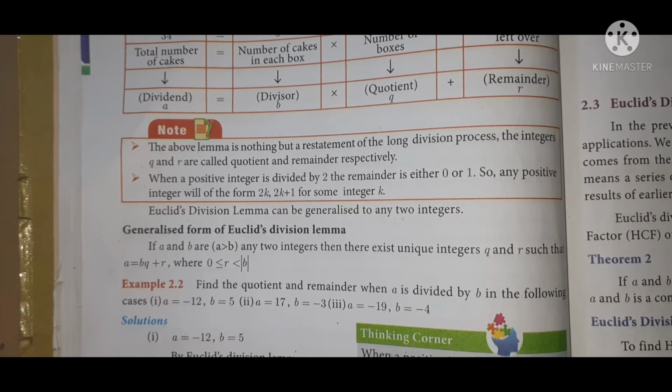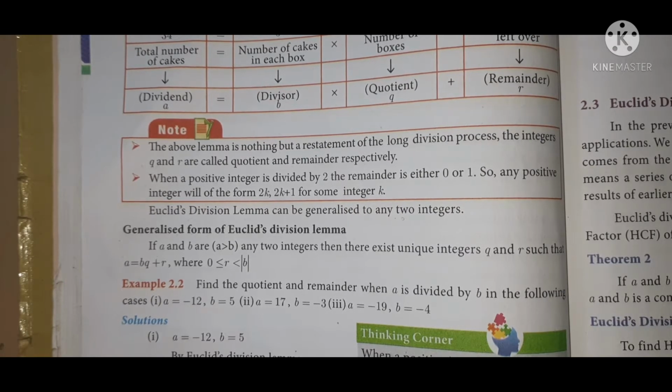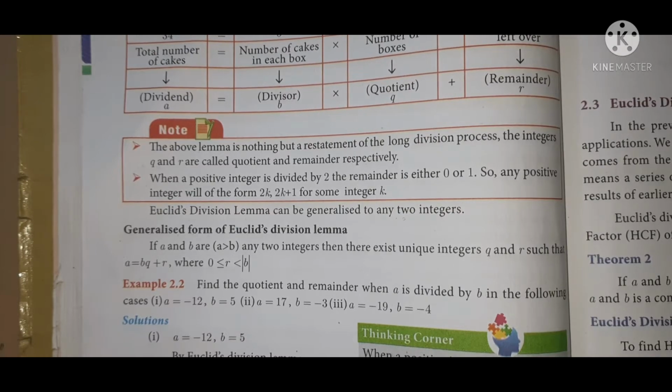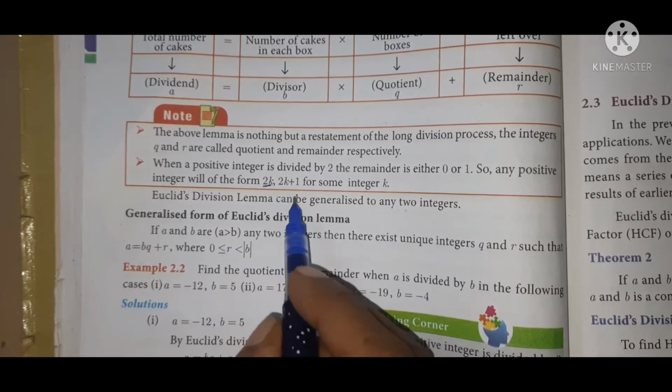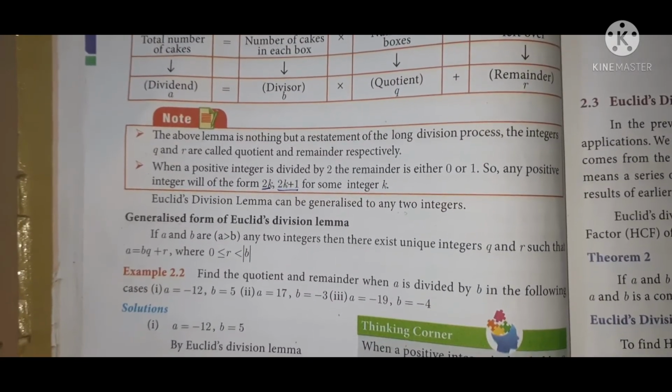When a positive even integer is divided by 2, we get the remainder 0. When a positive odd integer is divided by 2, we get the remainder 1. 2k is an even positive integer. 2k plus 1 is an odd positive integer.